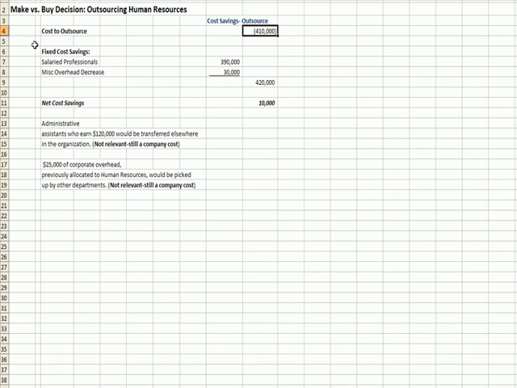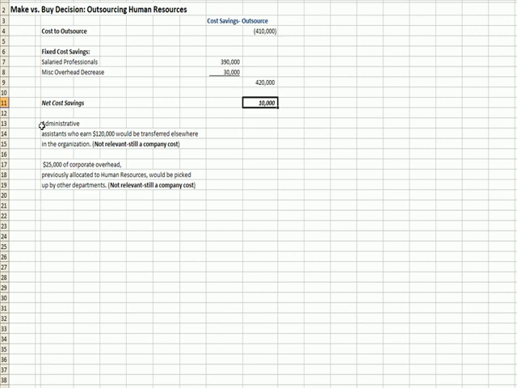By eliminating the human resources department, we're getting rid of $390,000 in salary professionals. We have some overhead that we're getting rid of to the tune of $30,000. So it looks like a cost savings of $10,000.